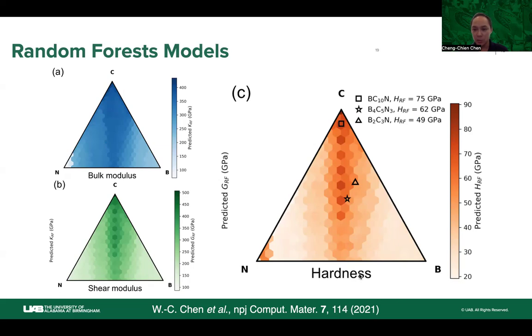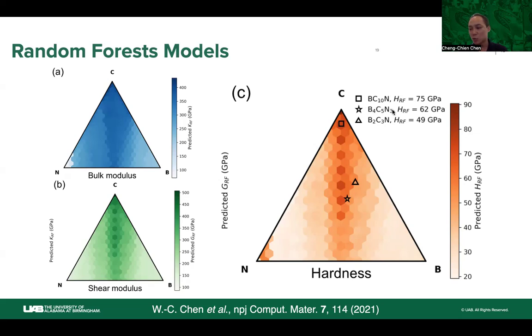The result shows that along this region you have some superhard compounds. This means that if you have a material with a boron to nitrogen ratio of 1:1, it is likely to have a superhard composition. And also close to the corner of diamond, you can also get superhard materials. So based on these results, we have identified 3 new ternary BCN compounds: BC10N, B4C5N3, and B2C3N. They have a predicted machine learning hardness above 40 GPa.